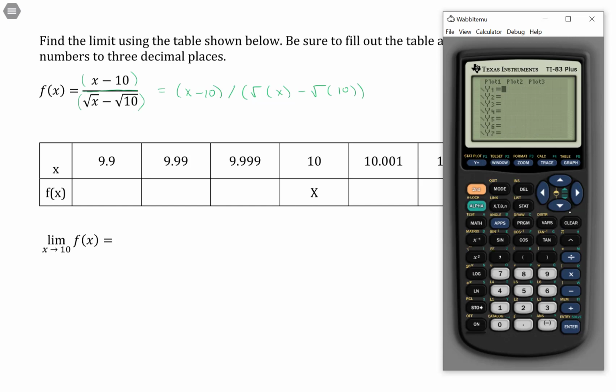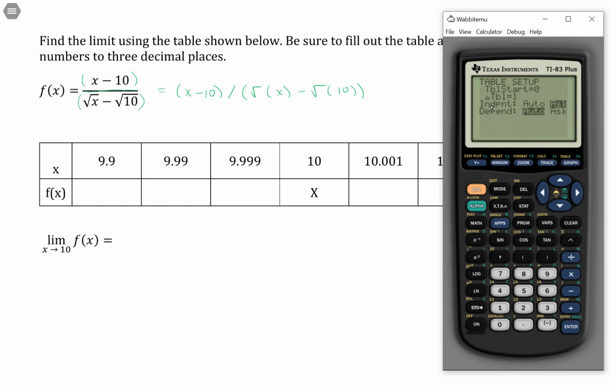We're going to put that in y equals and just clear anything you have already. So x minus 10 divided by the square root of x minus the square root of 10. And there we have it.